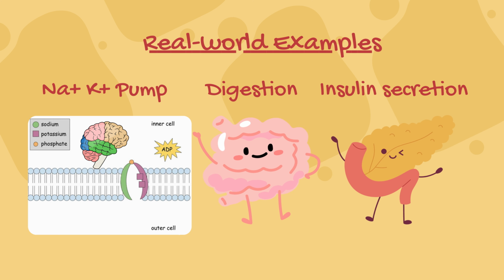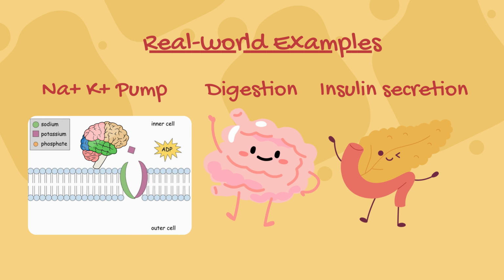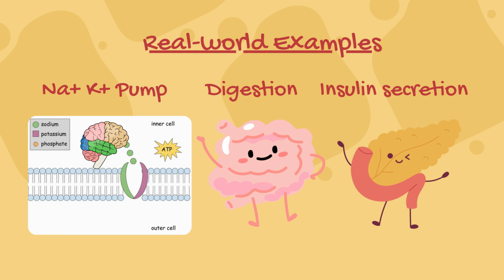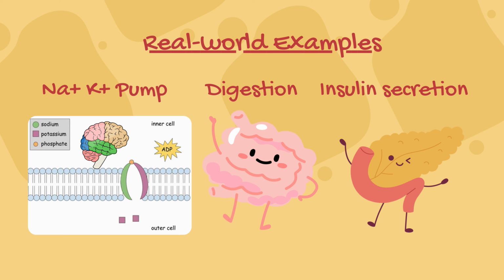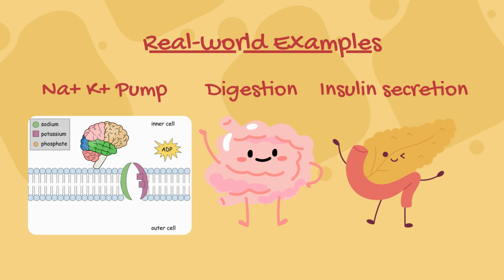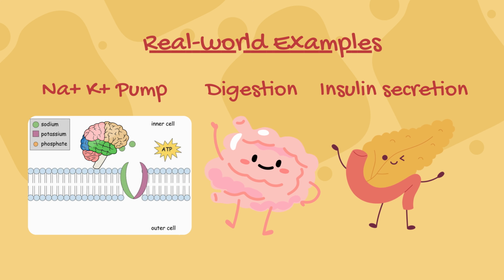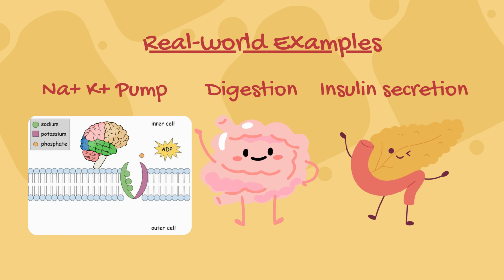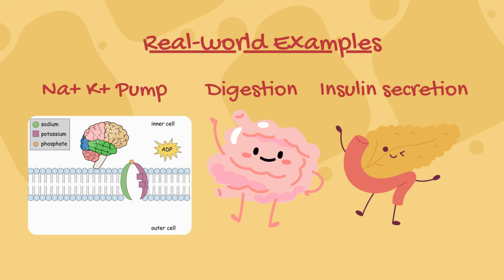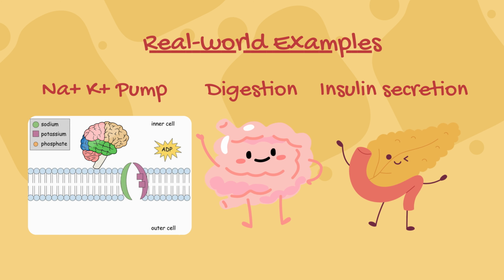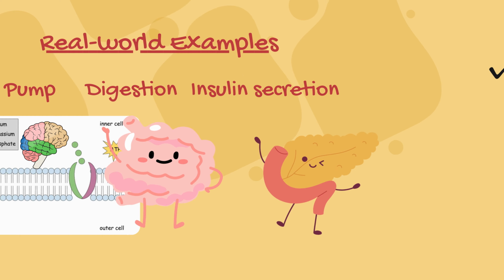Everywhere. For example, nerve cells use the sodium-potassium pump to maintain electrical gradients necessary for nerve impulses. Your small intestine uses active transport to absorb nutrients from the food you eat. And cells in your pancreas use exocytosis to secrete insulin, which regulates blood sugar levels. These are just some of the few examples of how active transport keeps us alive and functioning.